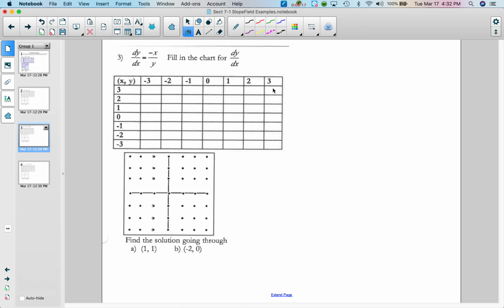Okay, so we're going to take a look at this one. I skipped number 2, so go ahead and look at number 3. It's going to involve both an x and a y. So it's a little harder to make our chart this time. So I'm going to take the opposite of x and divide by y.